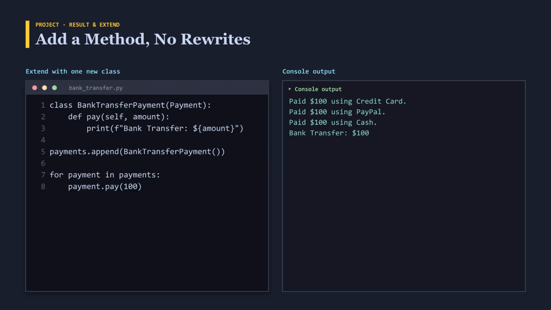The output shows all 4 payments processed uniformly. This is why polymorphism matters in production. Your system grows by adding new classes, not by editing working code, which dramatically reduces the risk of breaking what already ships. That is professional, extensible architecture.